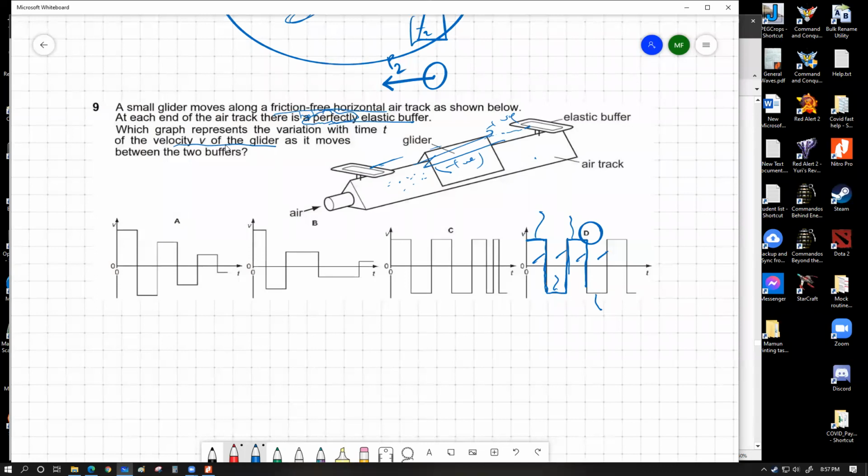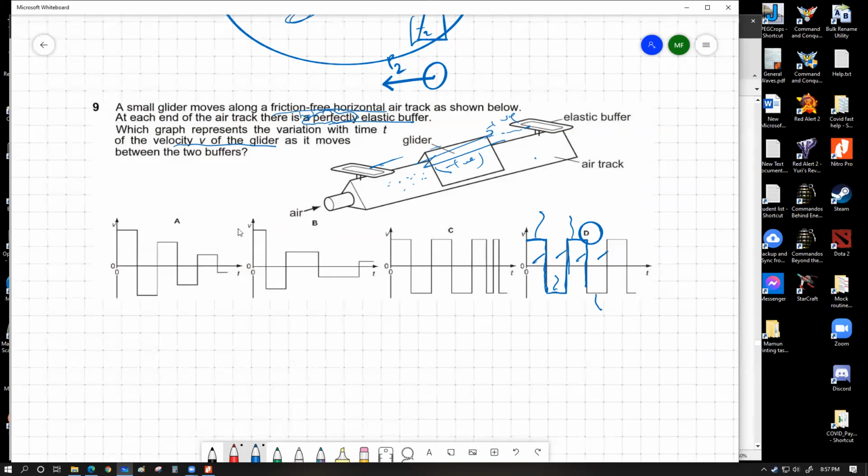And because it is frictionless, the size of each section of the graph is the same. Horizontal, because there's no velocity drop, and because this is an elastic buffer, there is no loss of energy. So the additional part that I wanted to get at: what if this was not a perfect elastic buffer? The correct response for that would be A or B. Now, the actual correct response is B.